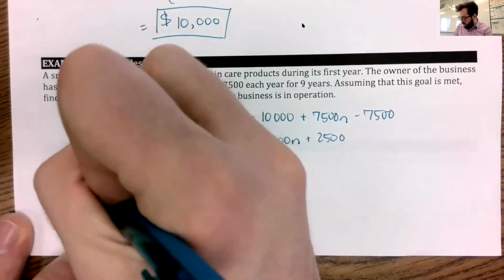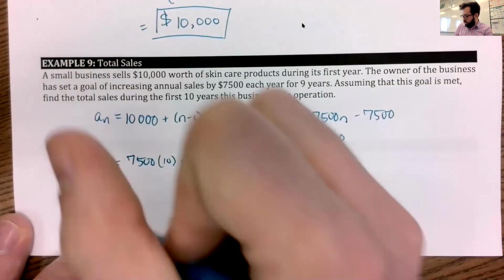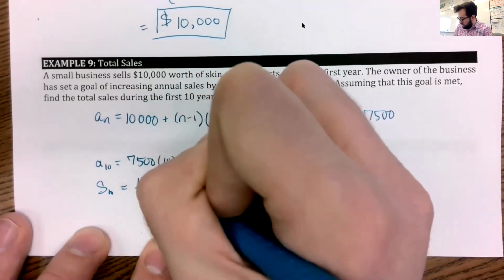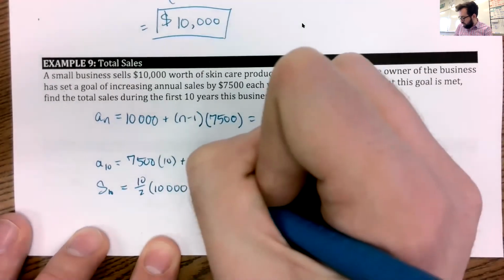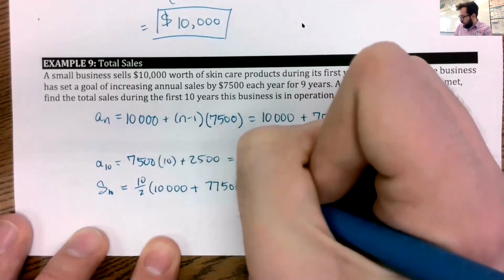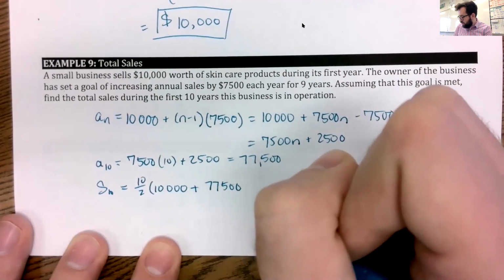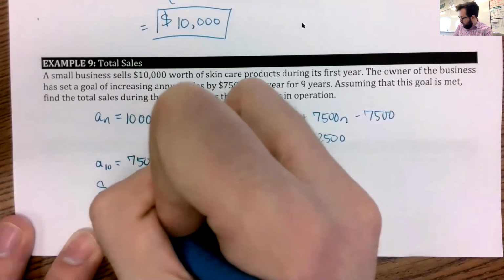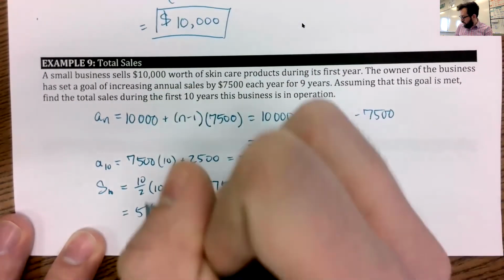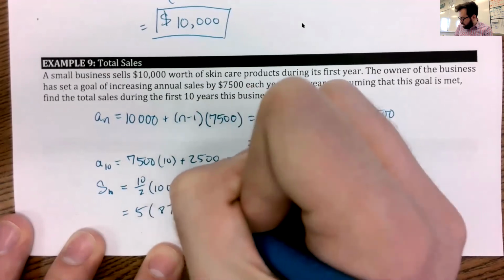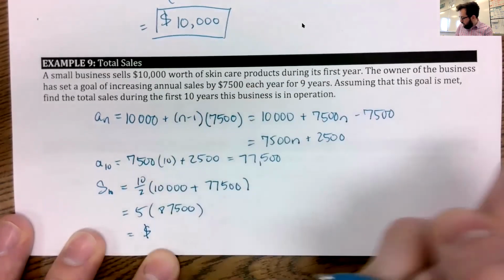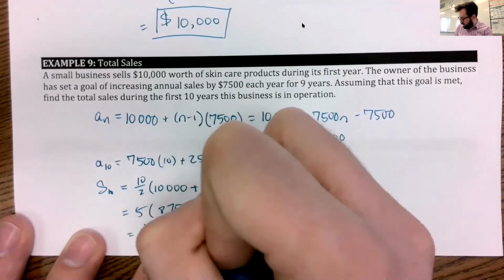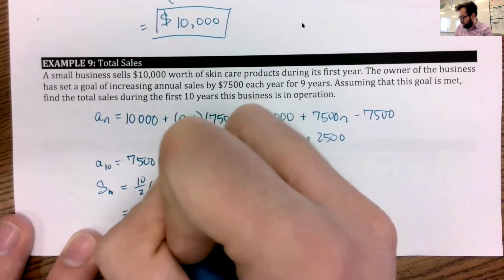And then we need to find the sum of the first 10 terms. So it's going to be 10 over 2 times the first term, which is 10,000, plus the last term, which is 77,500. That's crazy. That business got a lot more successful in those 10 years. So let's see what we got. We got 5 times 87,500, which is going to be a total amount of money in sales over the course of 10 years of $437,500.